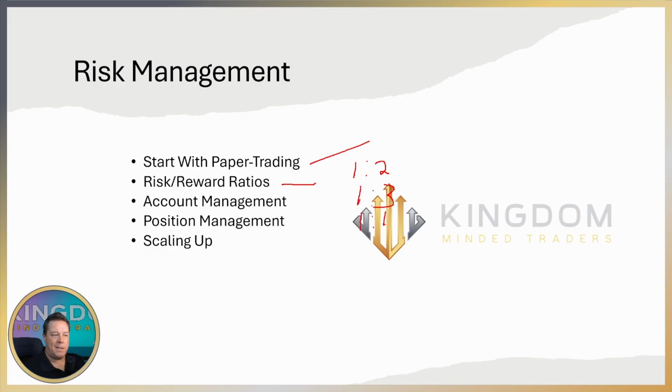Those consistent base hits are what's going to create profitability. We are going to have those others that are 1 to 10, 1 to 20. They do happen, but focus on consistency, profitability, and those risk to reward ratios. Make sure you're managing your account. Be cautious of how much you're entering. Watch your position management. Start very small, one entry in, one exit out, and then as you see that you're profitable, begin scaling up in size.